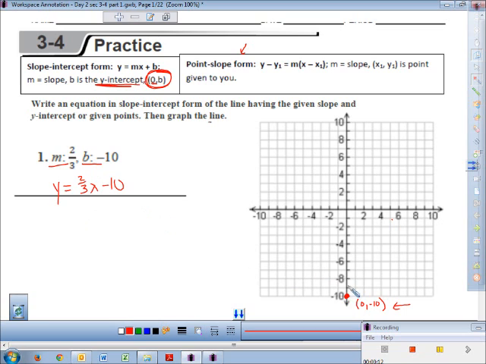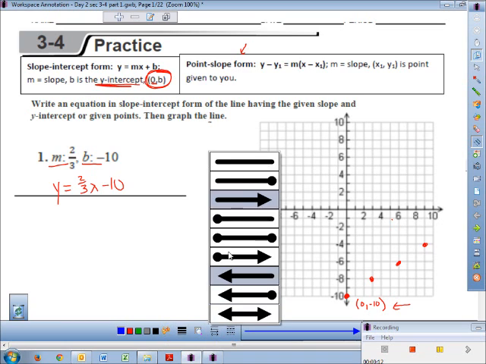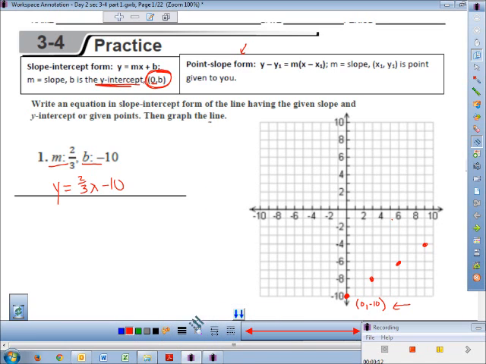And then we'll rise 2, run 3. Remember, we like to put 4 points, so we'll rise 2 and run 3 4 different times. And then we'll take our straight edge and connect those dots together. Make sure we go through the grid. And that's just a nice trip down memory lane of how to graph a line when it's in slope-intercept form.